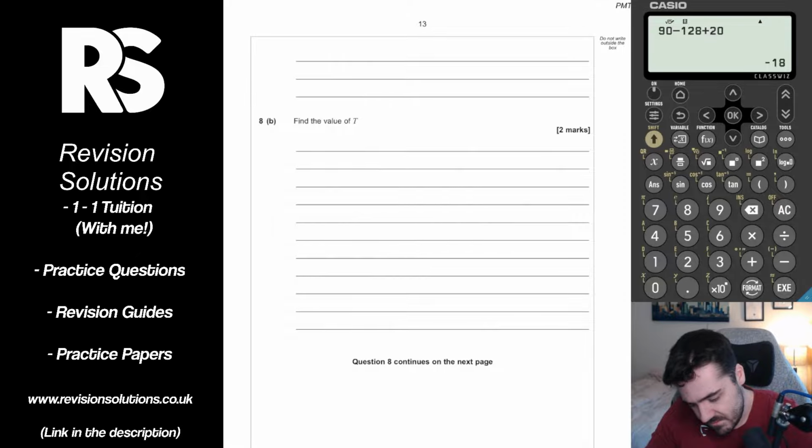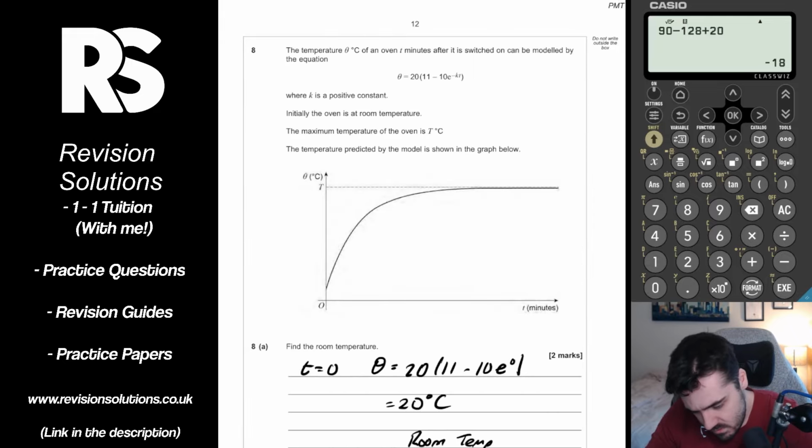Cool. Then part B, find the value of T. What was T again? The maximum temperature of the oven. So we can see that's what's happening in the long run behavior as our time tends towards infinity.